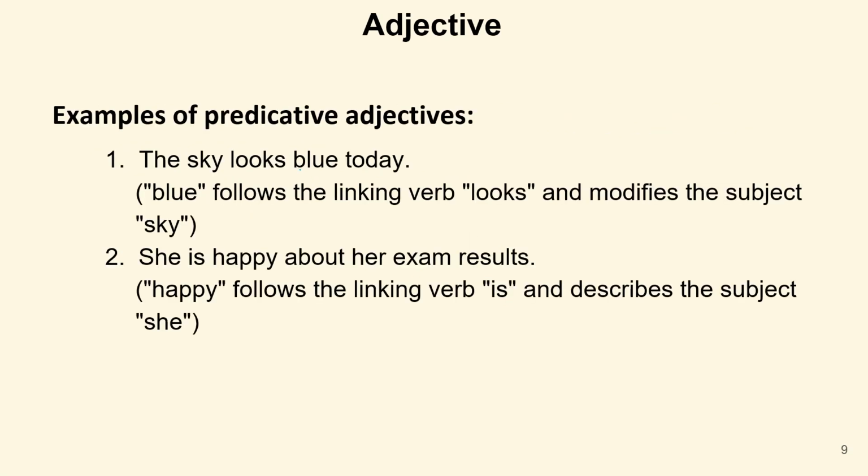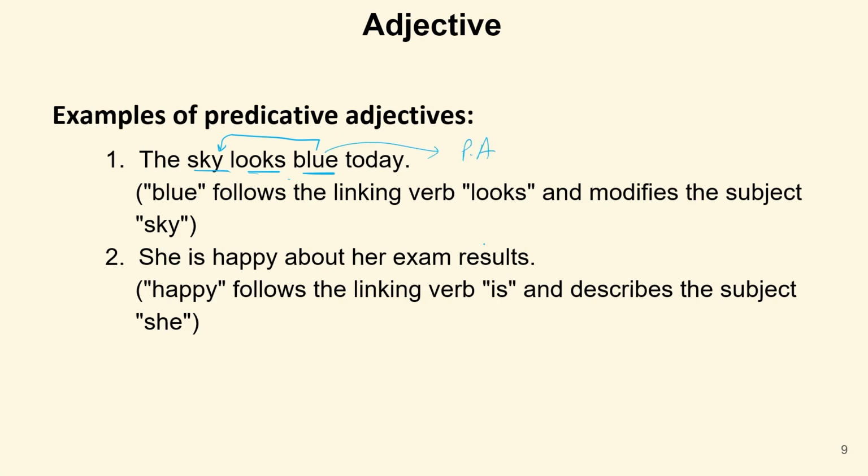The sky looks blue today. Now, if I write the sentence like the sky looks blue, this word blue is used for the sky because it is telling us the color of the sky. Looks is a linking verb, so this blue is a predicative adjective.